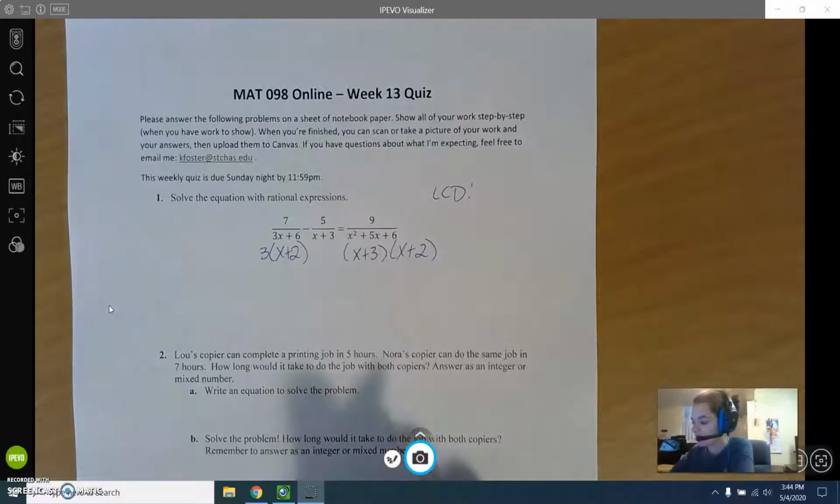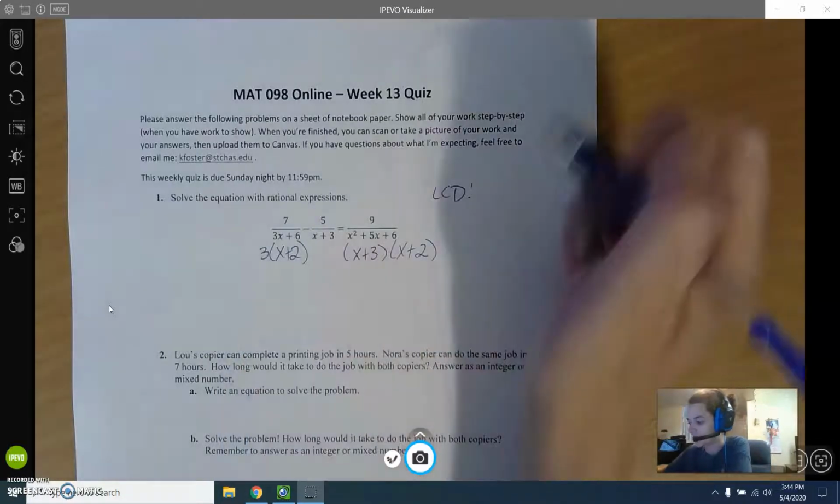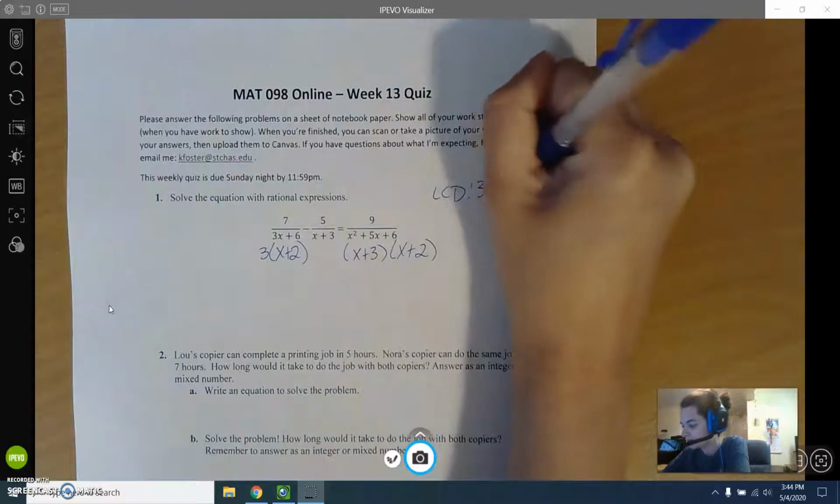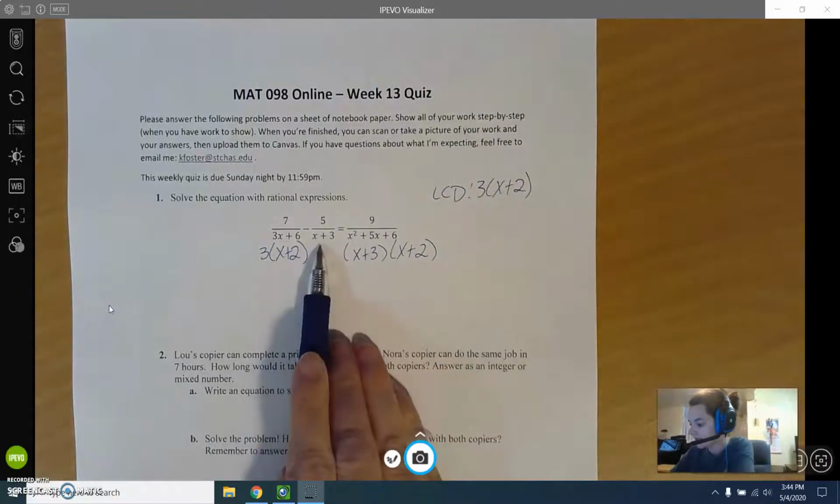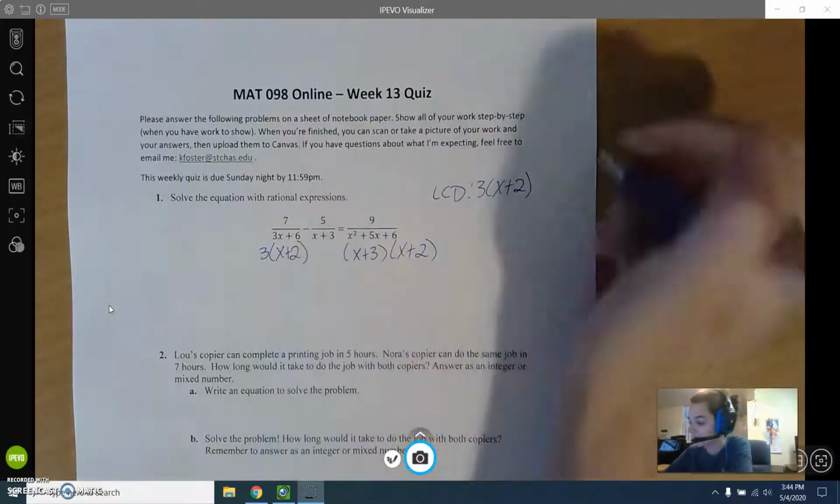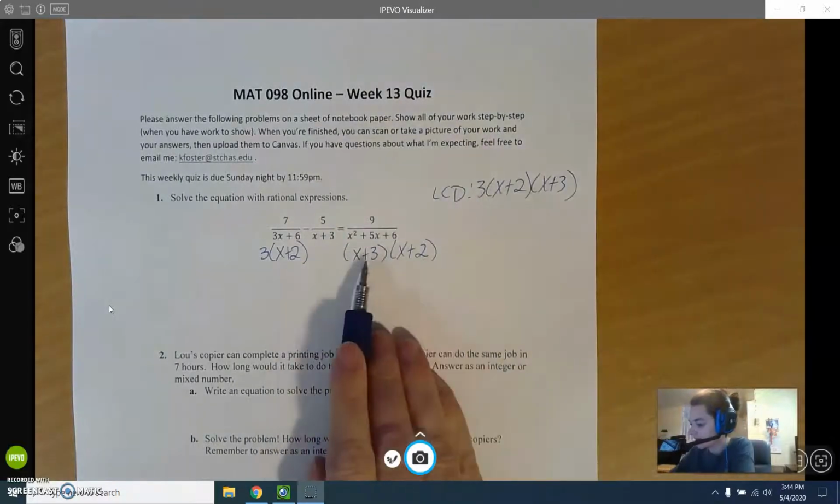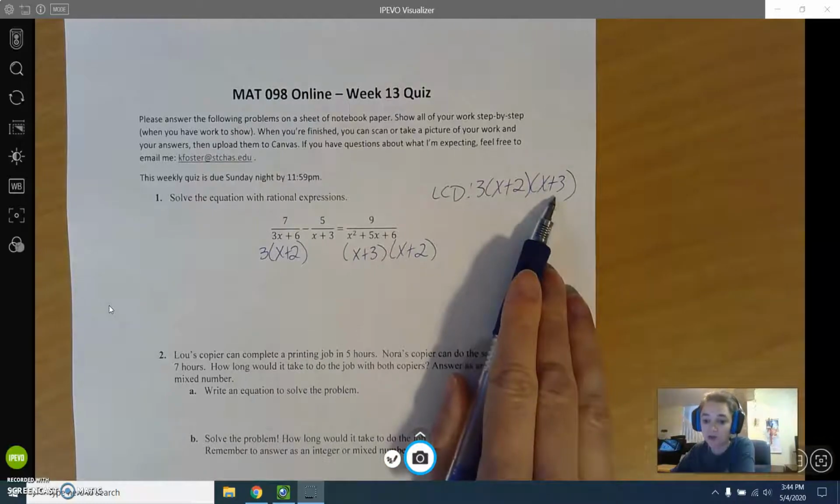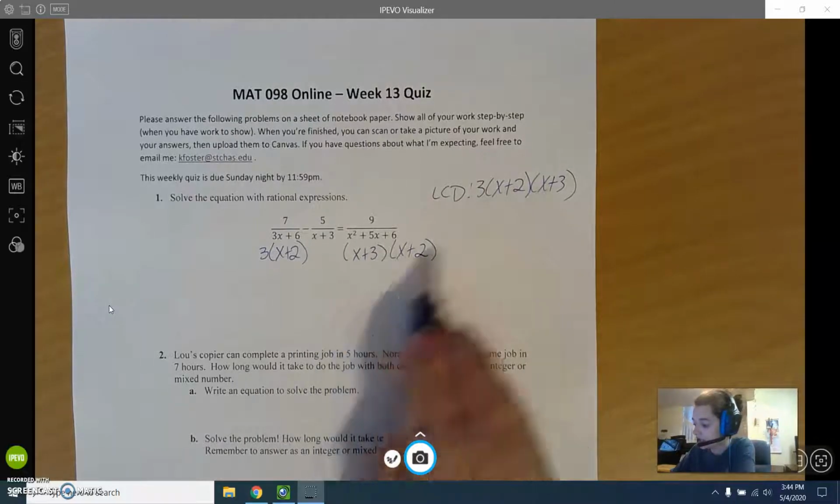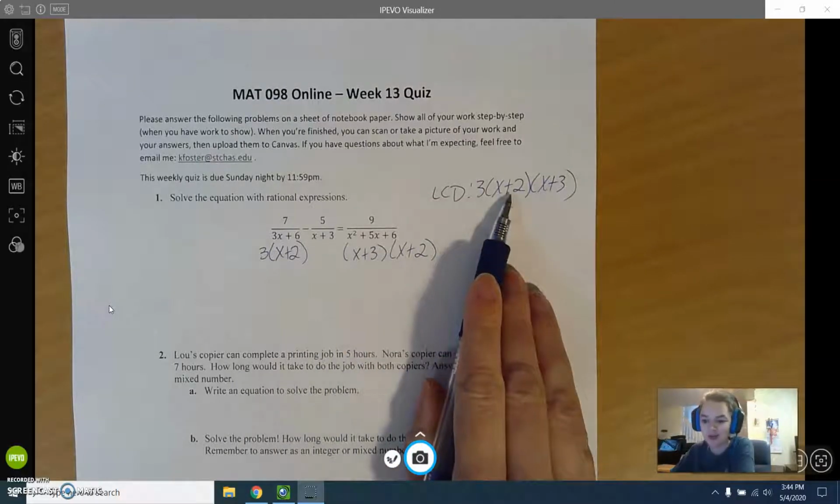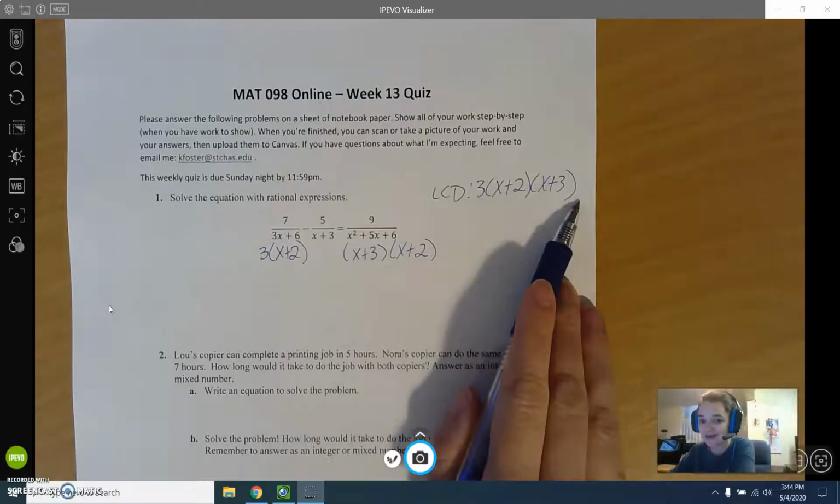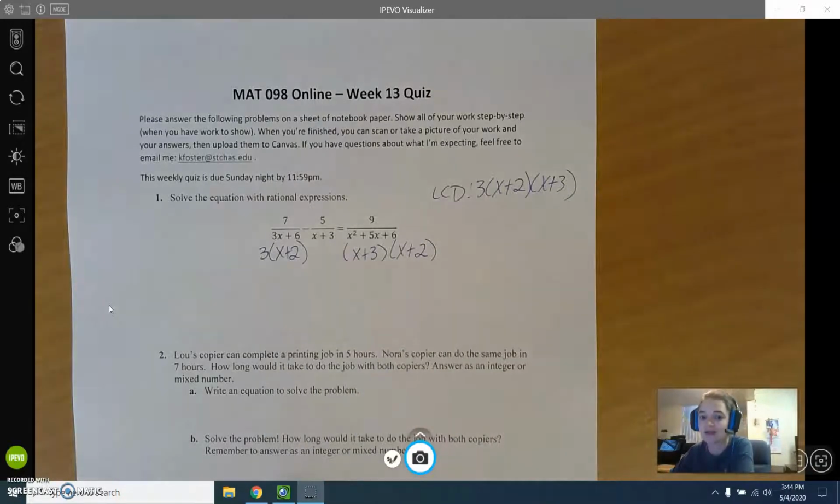Okay, so for my first denominator, I need a 3 and an x plus 2. From my second denominator, I need an x plus 3. For my last denominator, I need an x plus 3, which I already have one of those. I need an x plus 2, and guess what? I already have one of those too. So this is our LCD. Our least common denominator is 3 times x plus 2 times x plus 3.